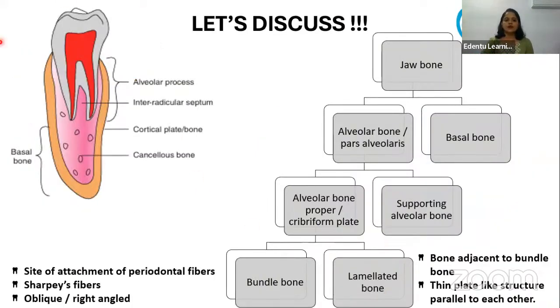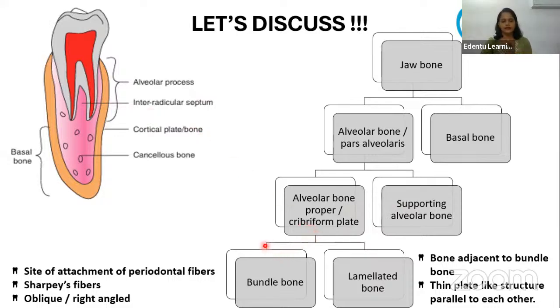Now let me tell you about the parts of the alveolar bone. The bone that supports the tooth is called the alveolar bone or the alveolar process, and under the alveolar process you have the basal bone. So the basal bone is in the underneath region, and the bone that supports the tooth is called the alveolar process or the alveolar bone. This alveolar bone is also called pars alveolaris, and it is again divided into two. One is the alveolar bone proper, or the cribriform plate, and the other is the supporting alveolar bone.